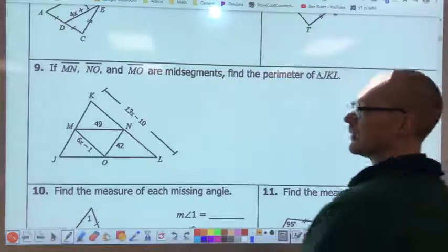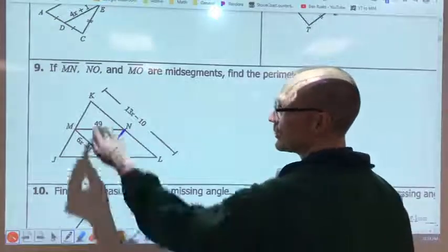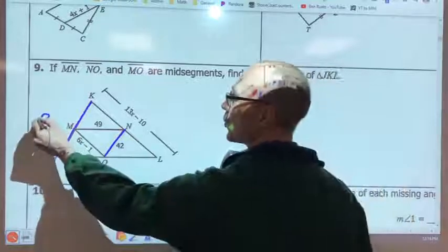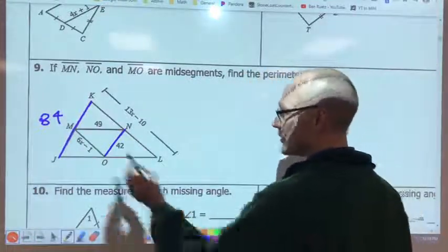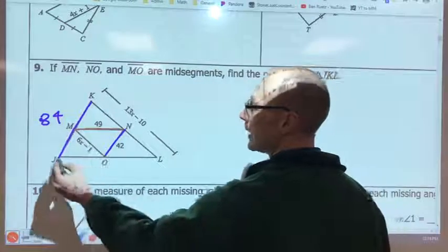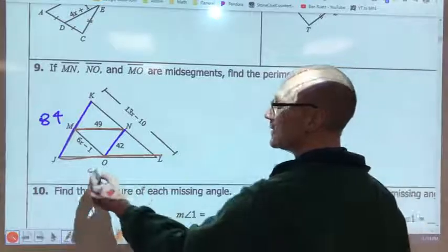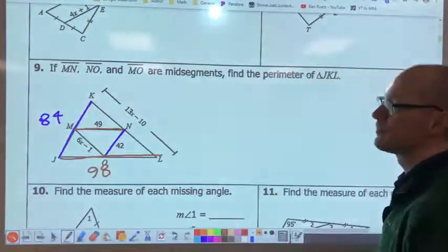All right, well, they told us here that this is 42. If this is 42, that means this would have to be twice that, or 84. They tell us that this right here is 49. That means this would have to be twice that, or 98. Okay, I'm 2/3 to my perimeter.